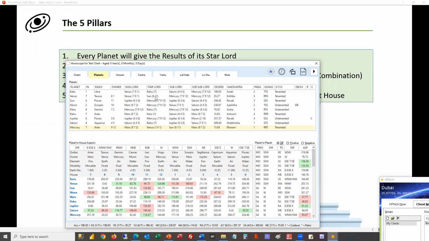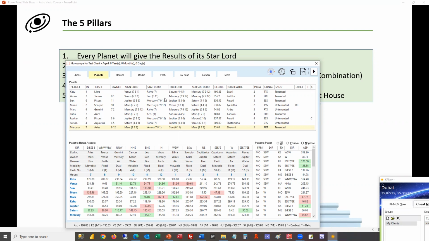There is no concept of friendship or enmity. For example, in Vedic, we say Sun and Saturn don't go along together because although they are father and son, they don't get along well. They are enemies of each other. This is how we see it in Vedic. But in KP, we have no such concept.